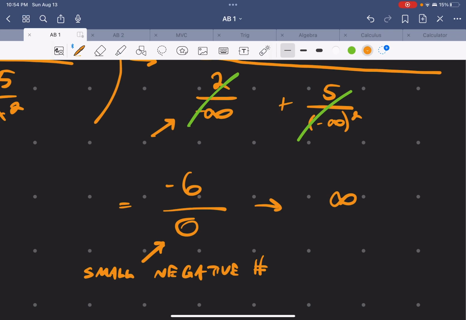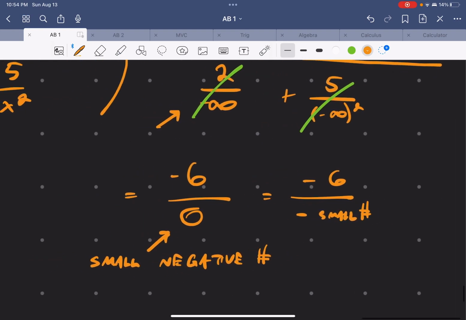Which means that we've got, let me erase this. So what we have here is negative 6 over a negative small number. So the negatives would cancel each other out. So this would actually go to positive infinity.